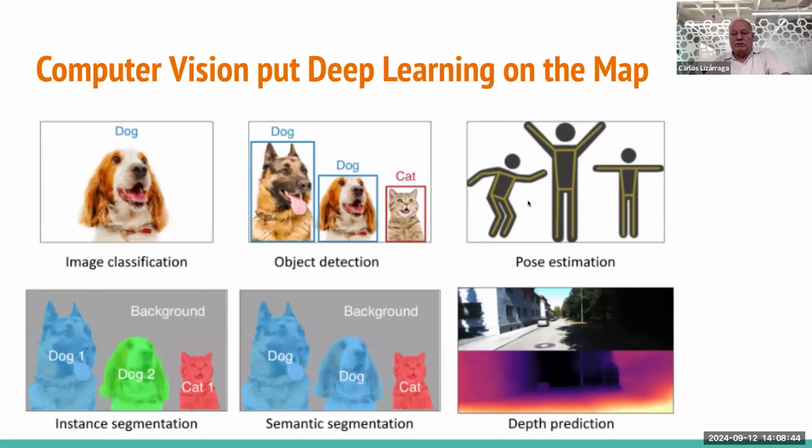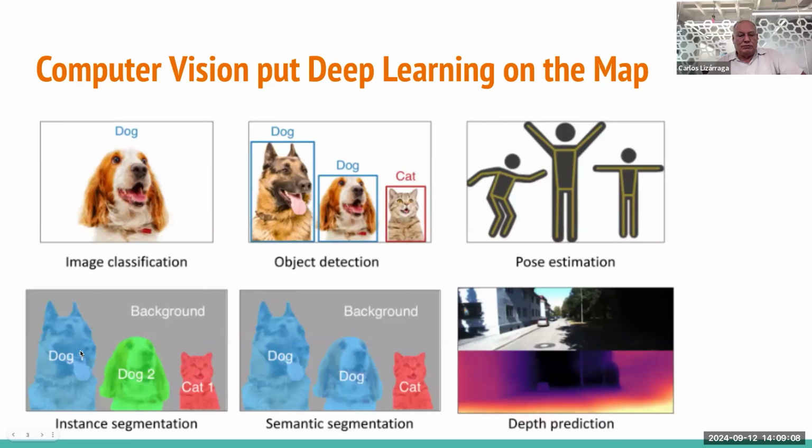Or, for example, we can use it for pose estimation, trying to detect different parts of a body as it's moving in a video, and then try to do some tracking. Another task is instance segmentation. The system can detect what is the background and also what types of objects are in this picture.